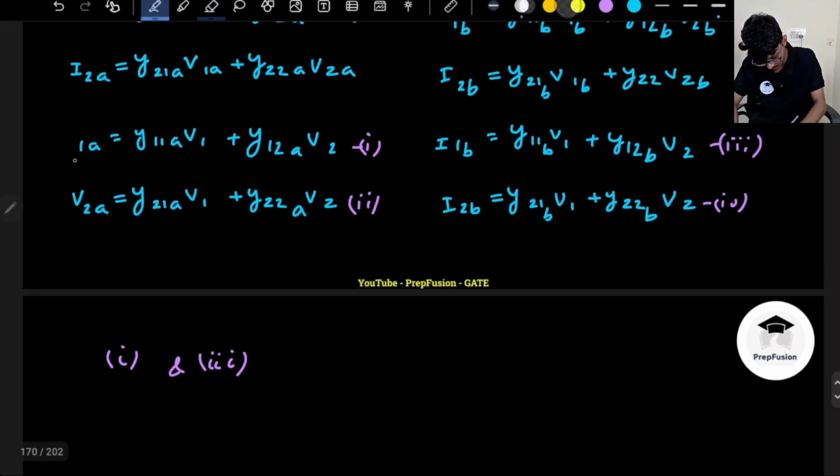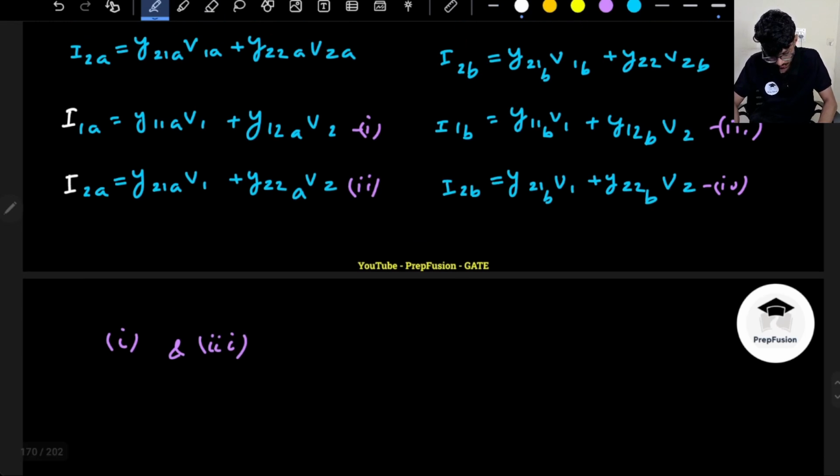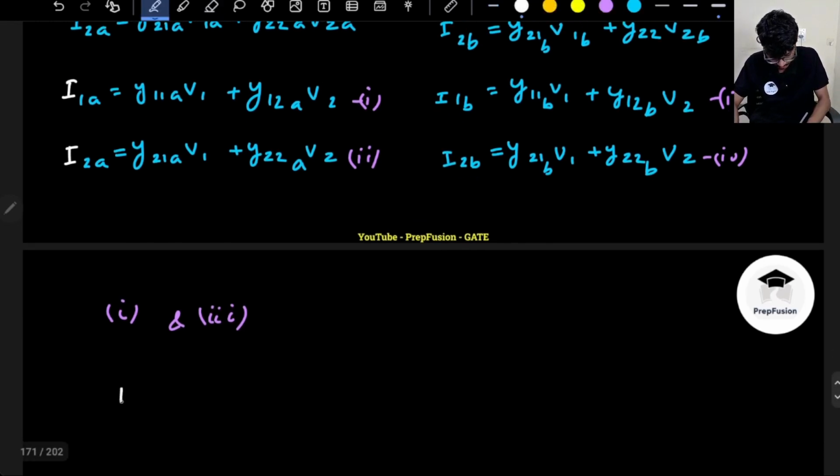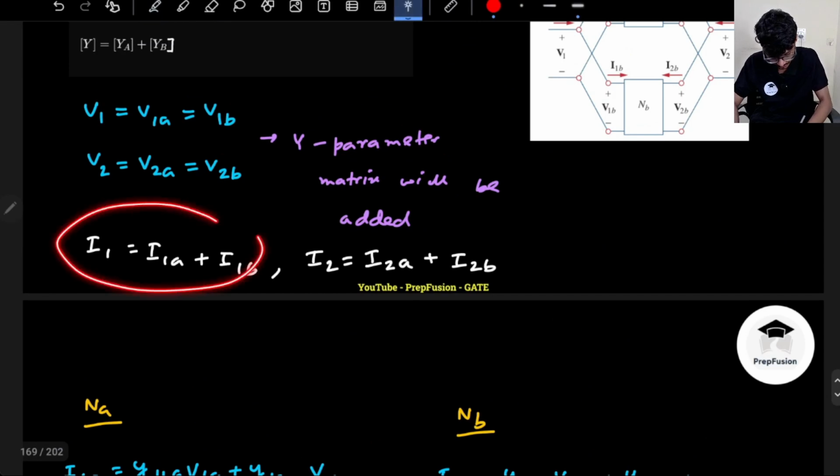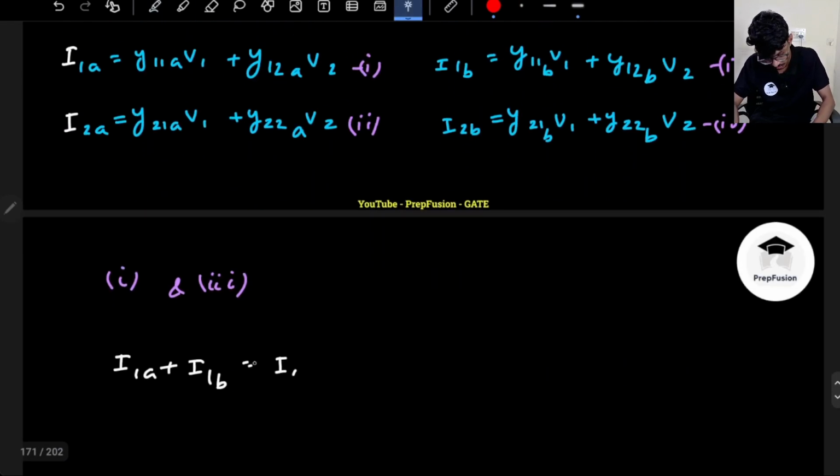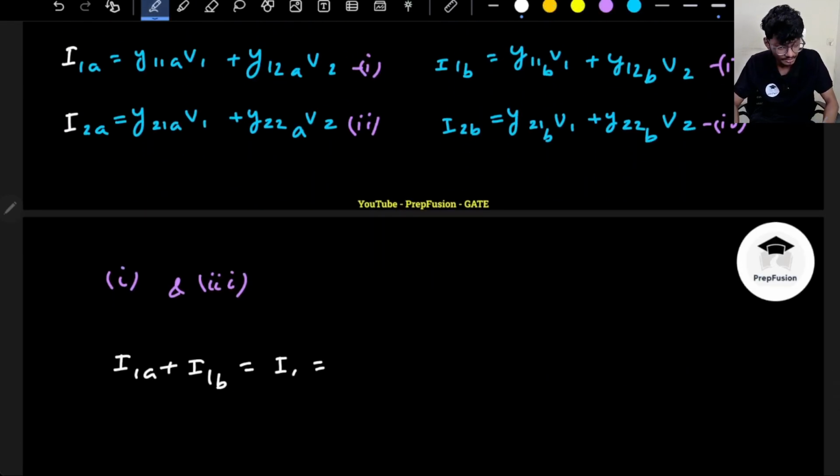Sorry, this is not V. This is I1A and I2A. So I1A plus I1B is simply equal to I1, right? This I have written over here. So that's why it will be equal to I1, which is the combination of admittances. So admittances are getting added. Okay, it is not a series combination, it is a parallel combination, because the inverse of impedance is getting added, not impedance. So that's why it is the parallel combination.